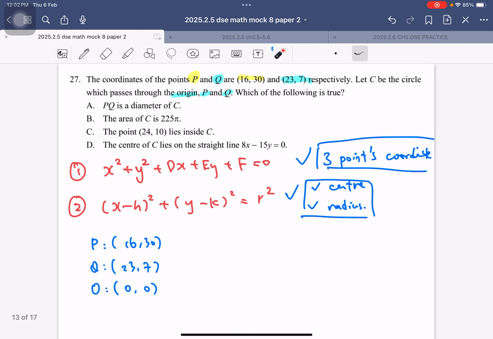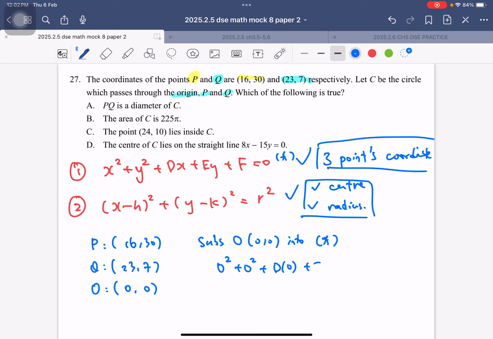Which one do you want to substitute first? P. Of course, O. So now we can substitute O (0, 0) into the equation. This is our star, okay? So we have 0 squared plus 0 squared plus D times 0 plus E times 0 plus F equal to 0. Simplify, we have 0, 0, 0, 0. So F is equal to 0. So now we just have 2 unknowns left, isn't it?